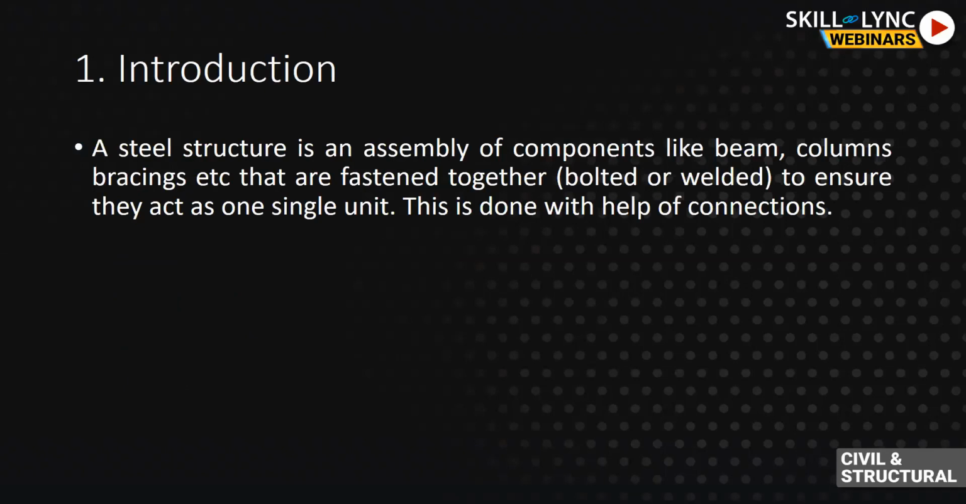What is a steel structure? A steel structure is basically just an assembly of components like beams, columns, and bracings that are fastened together. This ensures that this structure behaves as one single unit. So basically the connections are the glue which holds the structure together.